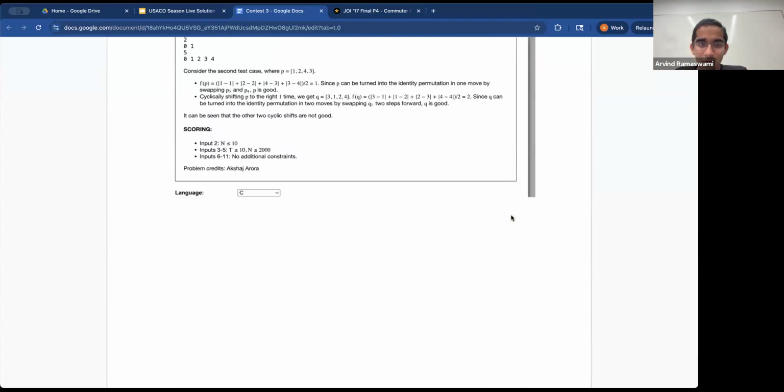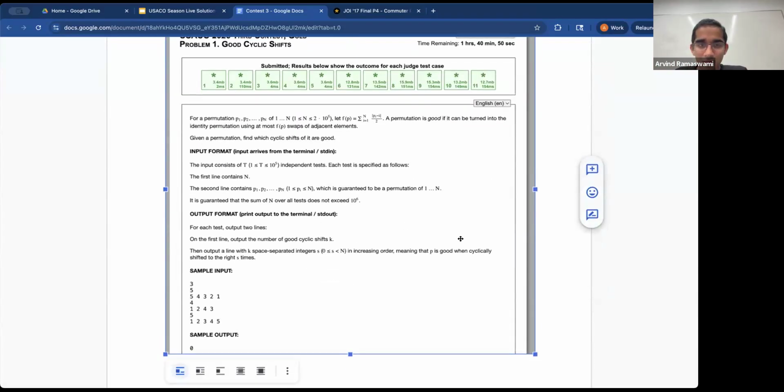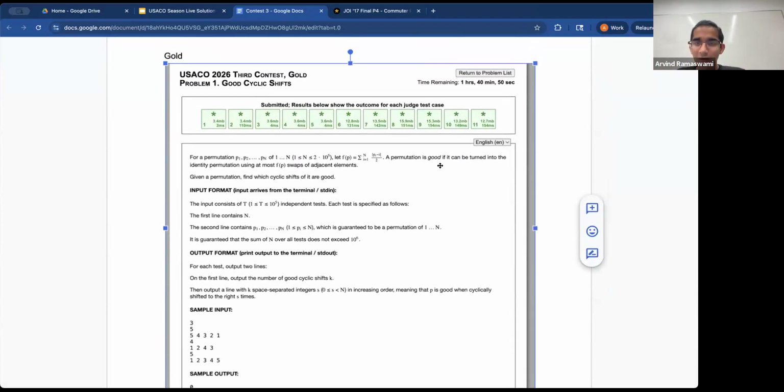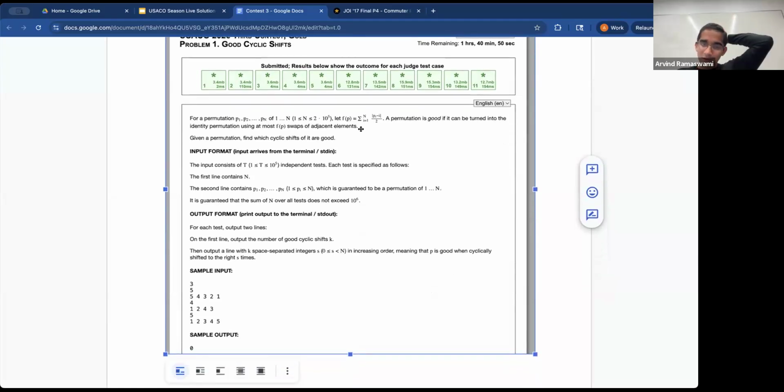I did problem one last, because I figured out problems two and three earlier. In retrospect, calculating the number of inversions is a pretty standard thing. And I guess the harder part is calculating F of P over all the shifts.